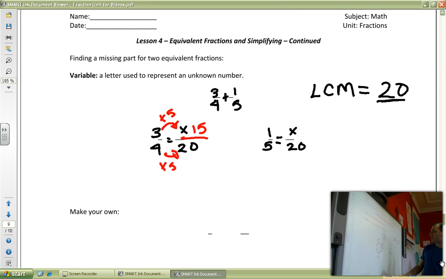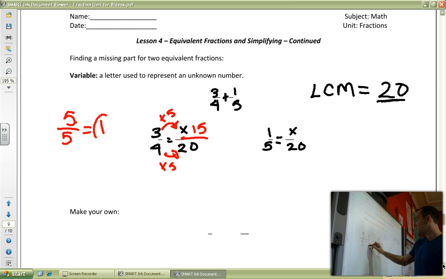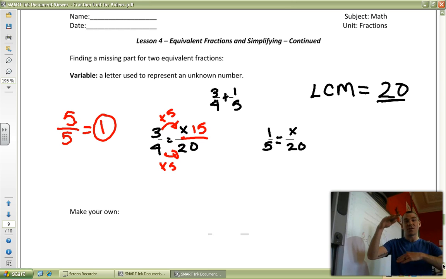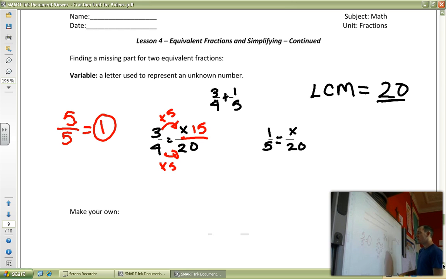I multiplied 3/4 by 5 over 5. If we look at that real quick, 5 over 5, well, 5 divided by 5 equals 1. Okay, so that's just saying that anything times 1, in this case 5 over 5, or 2 over 2, or 3 over 3, or whatever fraction you want to make with the same numerator and denominator, anything times 1 will stay the same. So we now have equivalent fractions there.